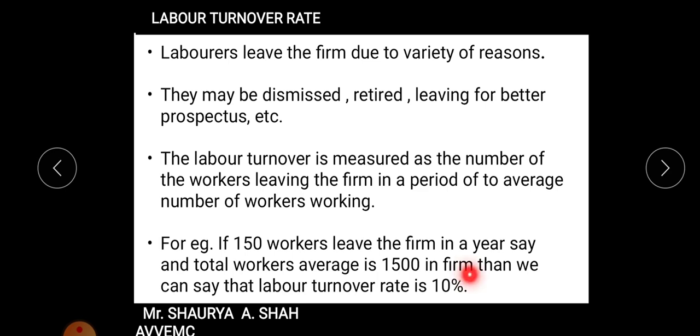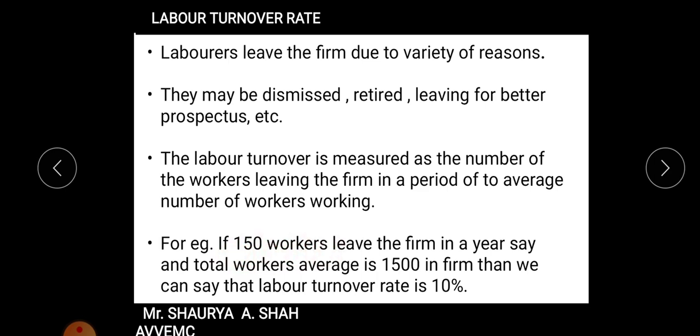So that will give me 10%. So I can say over a period of a year, out of my total average of 1500 workers, 10% workers are continuously turning over, right? So my labor turnover ratio is 10%, right? I hope it is clear, students.